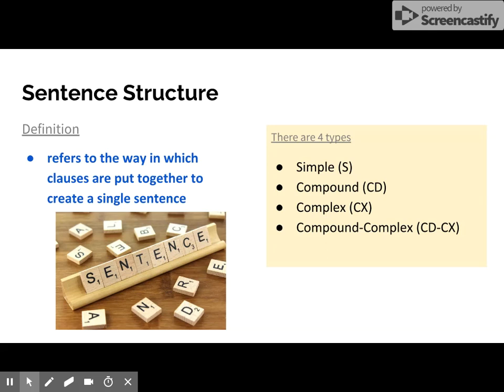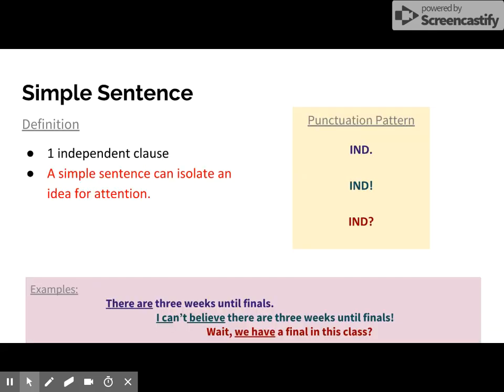In this screencast, we'll talk about those first 2, simple and compound. A simple sentence is, as the name suggests, pretty simple. So by definition, it can only have one independent clause. And a simple sentence can be really useful for a writer if you're trying to isolate an idea for attention, or if you're trying to create emphasis for a particular statement.